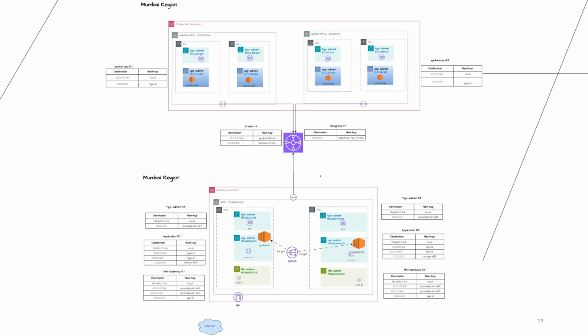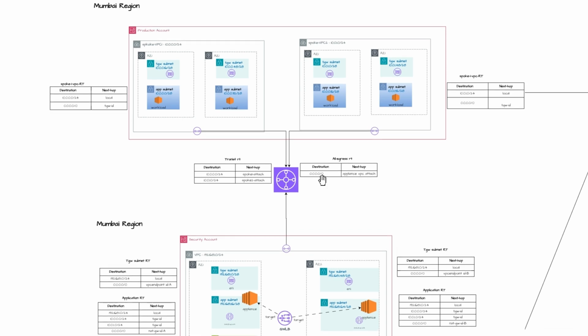So here, if you look at this design, this is the production account, and this is where I have deployed my workloads. Here I have two VPCs, which we call spoke one and spoke two VPC. Spoke VPCs that need their network traffic inspected are connected to the transit gateway using a VPC attachment. In each availability zone, the spoke VPC consists of two subnets: app subnets, and a TGW subnet, which we call the transit gateway subnet.